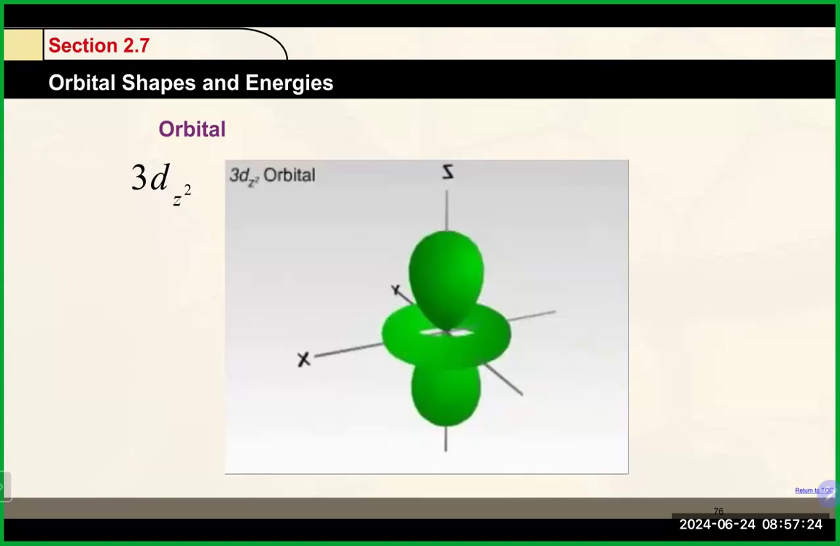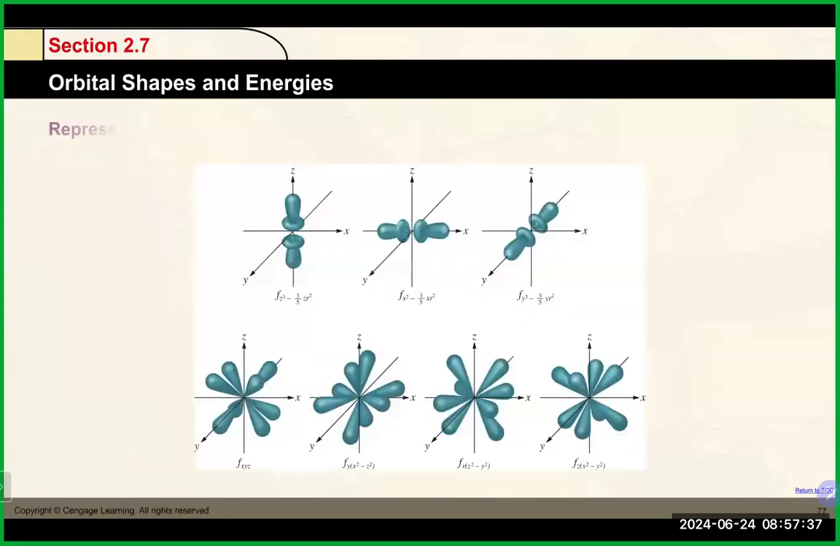Again, that's the only d orbital that's a little bit different from the others. The others kind of look like 2 p orbitals together. And here in the center is where we envision the nucleus, and you can see the highest probability of finding electrons is near it.